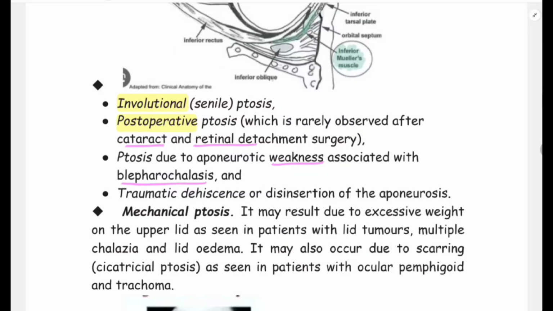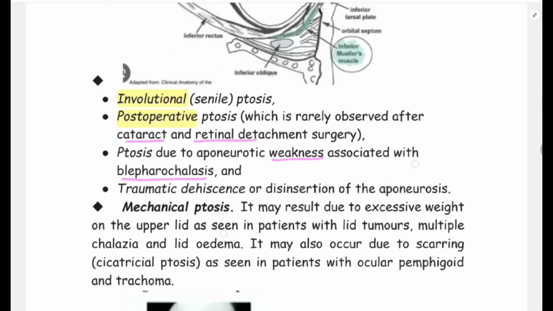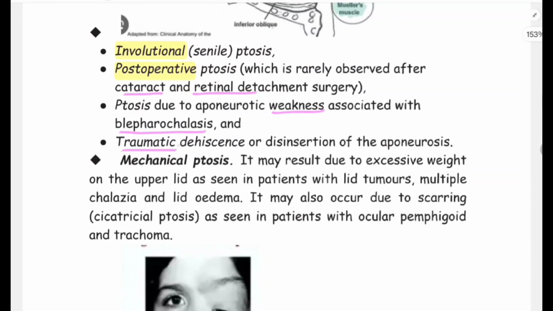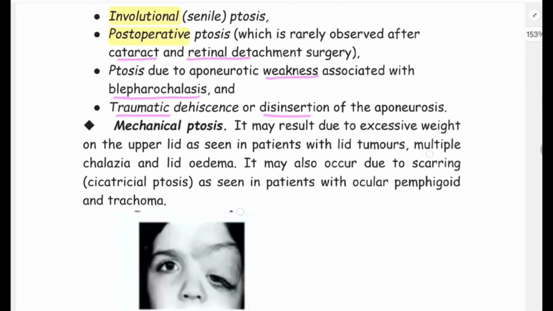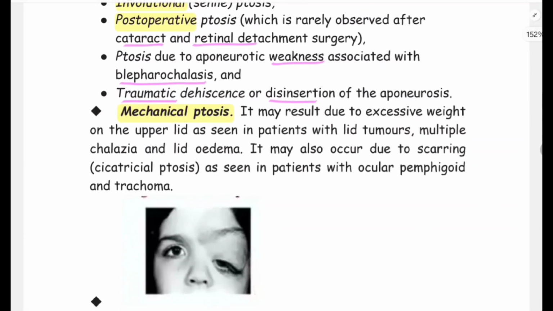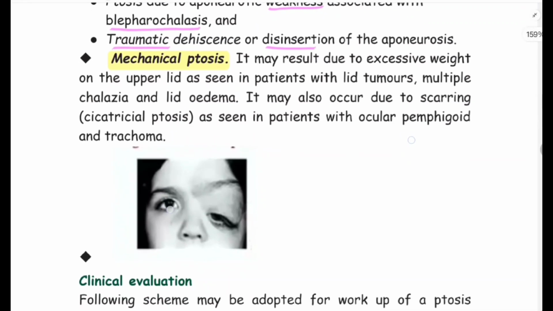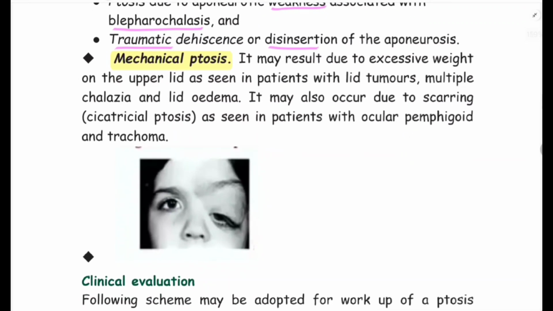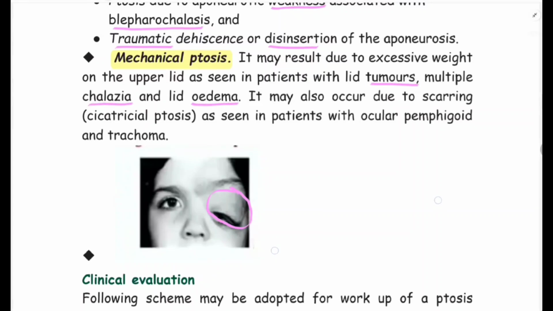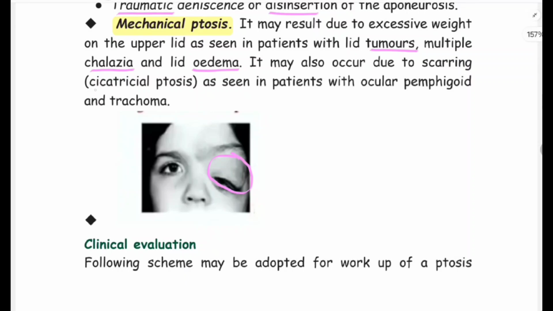That is a condition in which there is swelling of the eyelid, or trauma, or disinsertion of the aponeurosis. Next cause can be mechanical ptosis. Mechanical, as we know, it can be due to excess weight. From the word itself, it is known that it is due to excess weight on the upper eyelid, as we can see here, as in patients with lid tumors, multiple chalazions, lid edema, etc. It may also occur due to cicatricial causes, then it is known as cicatricial ptosis, as seen in patients with ocular cicatricial pemphigoid or trachoma.